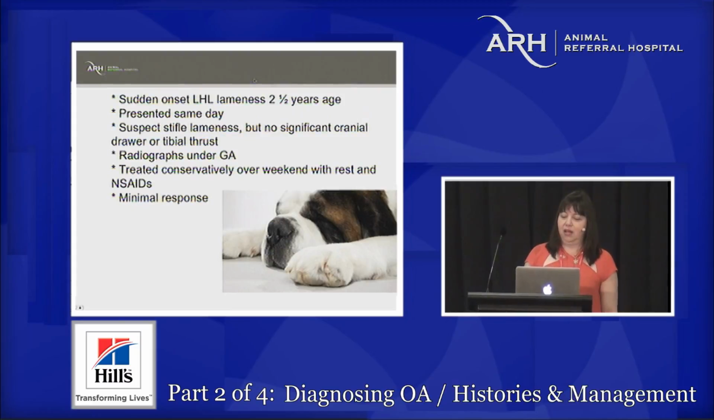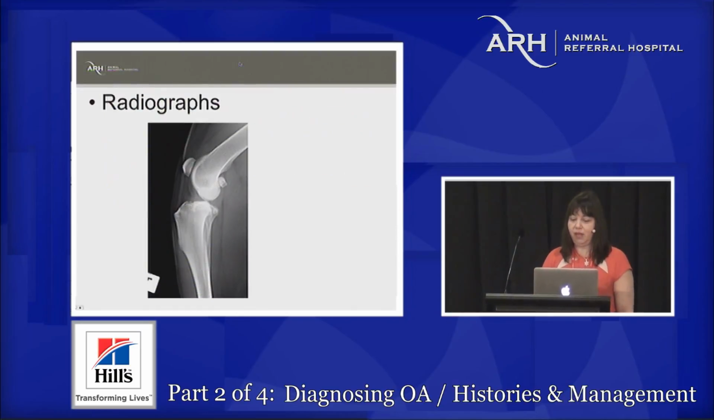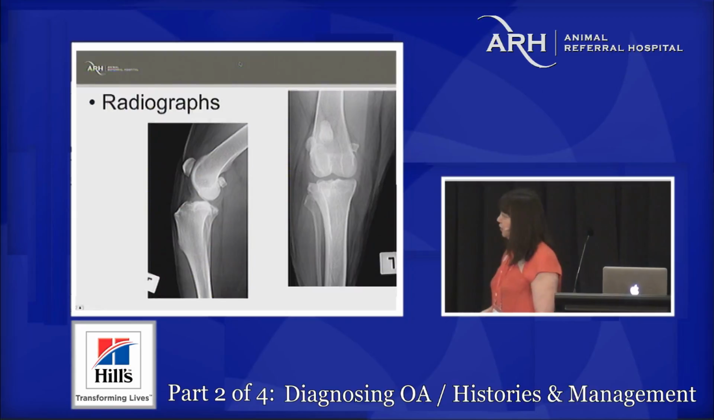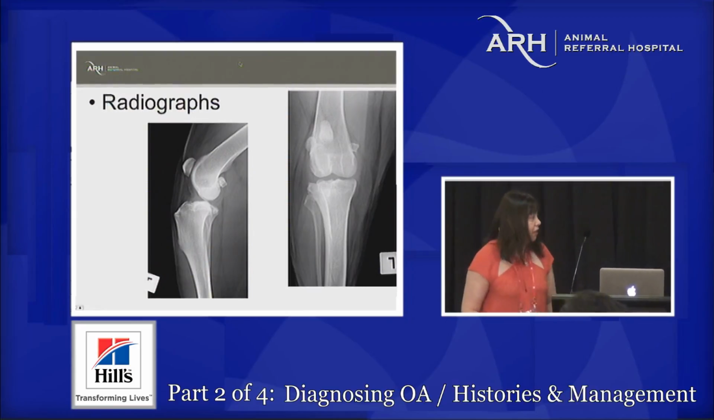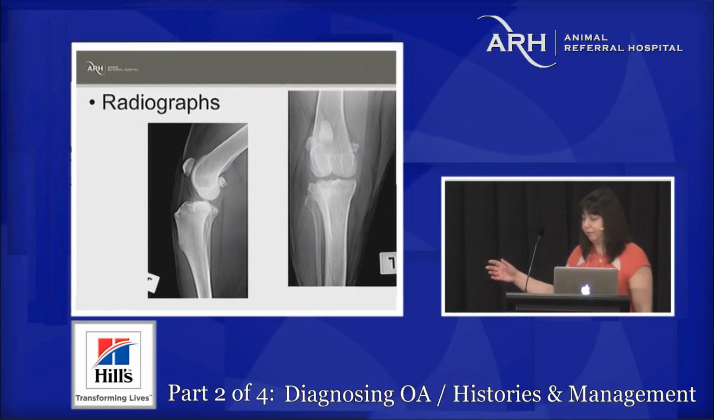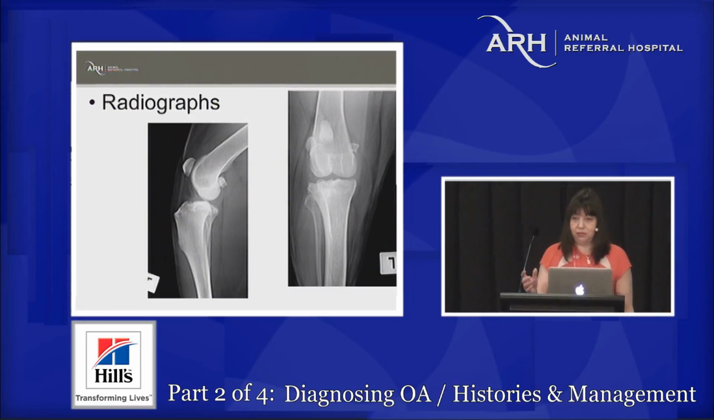So I thought he was stifle lame, but I couldn't actually get instability. I did do some radiographs, and there was a bit of joint effusion. I thought the joint's probably got a little bit of change in it. If you look at the patella, there's a little bit of change maybe on the patella here. But I still couldn't get a positive draw on that day. So we treated the dog conservatively.